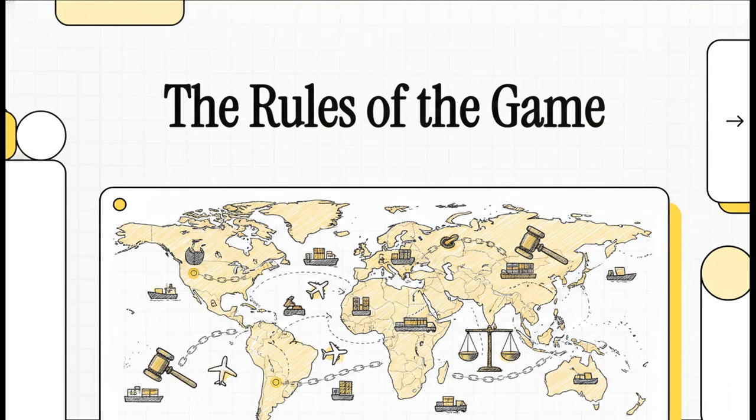Welcome to this explainer. I want you to imagine, just for a second, that the entire global economy is this massive, extremely high-stakes board game. You've got trillions of dollars of goods and services moving across the board every single day. But unlike a simple game of Monopoly, this particular board is governed by an invisible, incredibly complex web of really rigid legal frameworks. So today, we're going to make that invisible web visible. We are going to unpack the rules of the game.